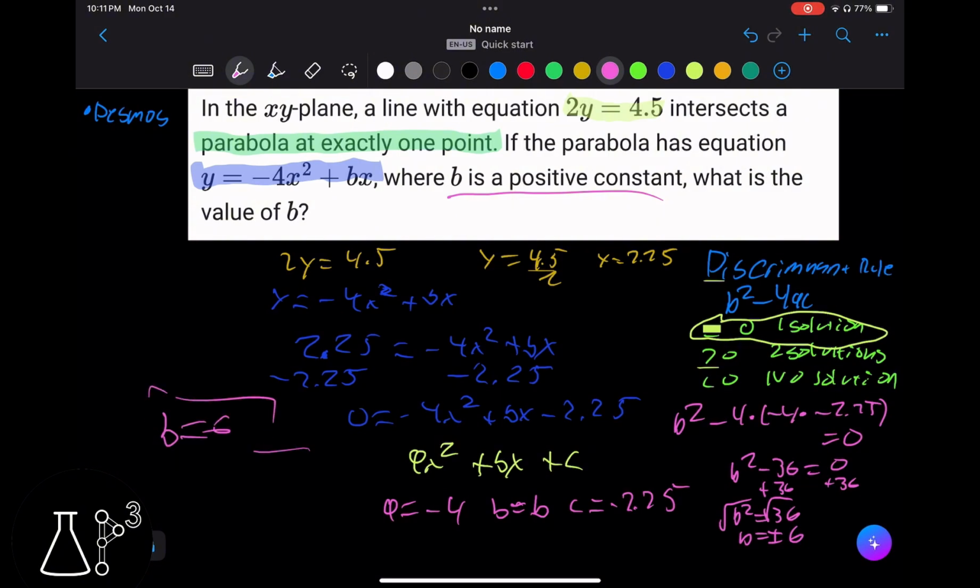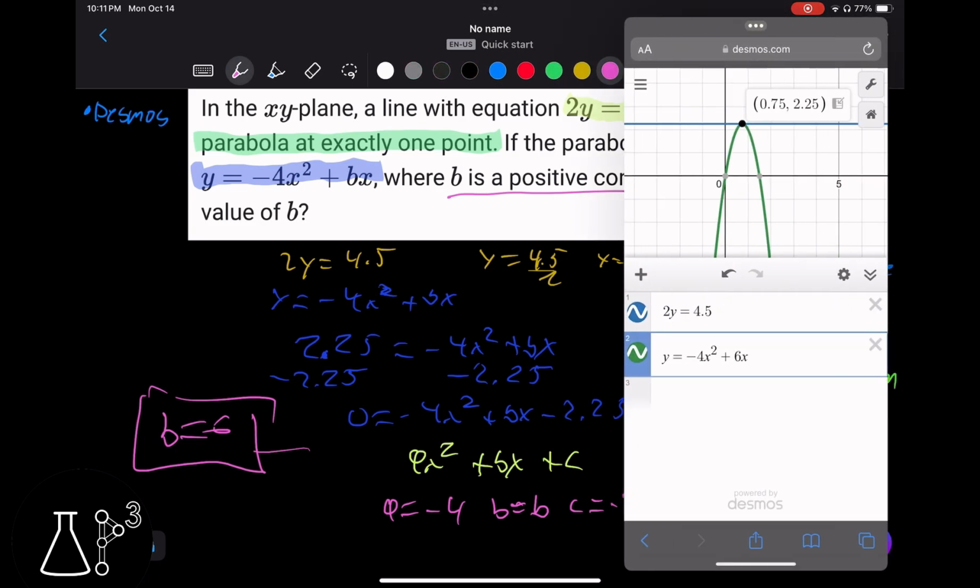So let's plug that into Desmos and see if it makes the statement true. If I plug in 2y equals 4.5 and then y equals negative 4x squared plus 6x, where 6 equals b, I see it intersects at exactly 1 point when x equals 0.75 and y equals 2.25. Therefore, when b equals 6 it intersects at 1 point, which satisfies the question and the equation for it to intersect at exactly 1 point.